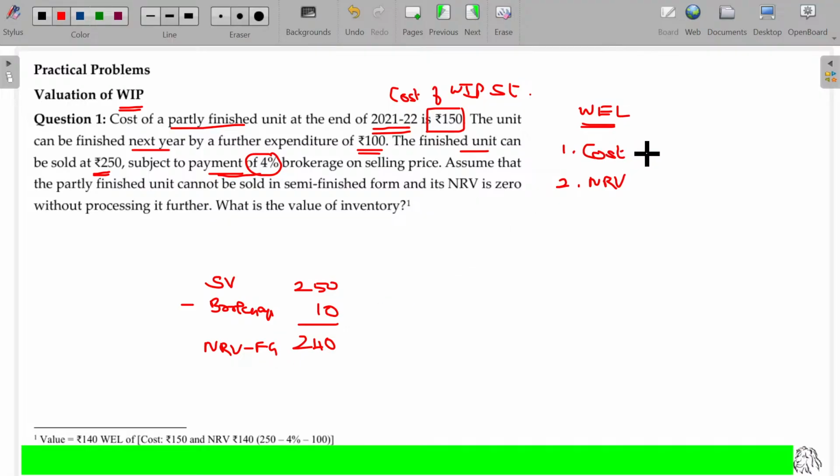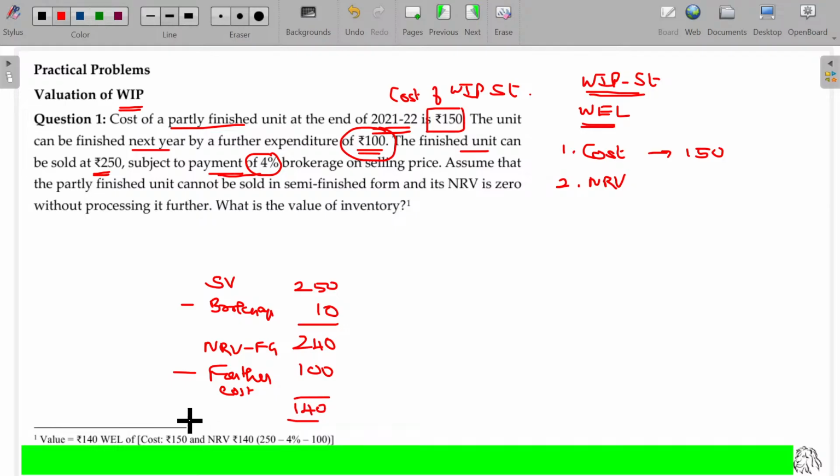But here the cost incurred for manufacturing this semi-processed good is 150. So this is nothing but work in progress stock, not completely finished stock. By completing and selling, you'll get only 240 in your hand. But for completion, you have to spend how much? Another 100 rupees, the further cost to complete. Then what about the NRV of the work in progress stock? But it is not finished goods. It's a semi-processed good only.